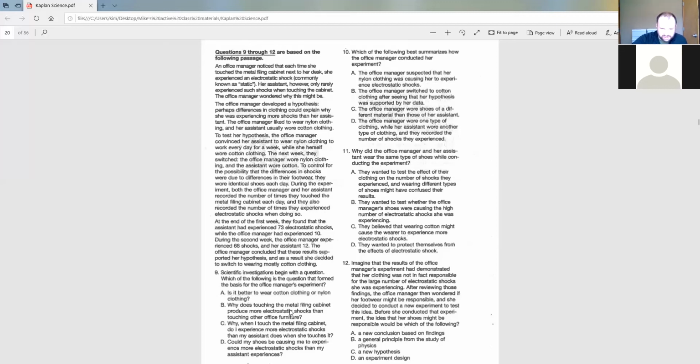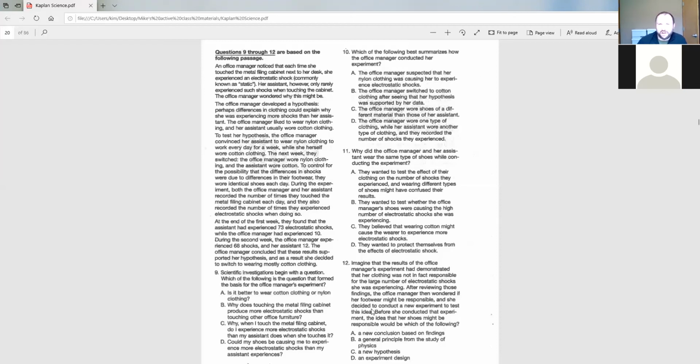Why does touching the metal filing cabinet produce more shocks than other furniture? Well, there is no mention of other furniture in there. It's just talking about the cabinet. It's not B, right? Really, to me, the easy choice here would be C. Why, when I touch the metal filing cabinet, do I experience more shocks than my assistant does? That's really what drove her to do this whole thing, okay?